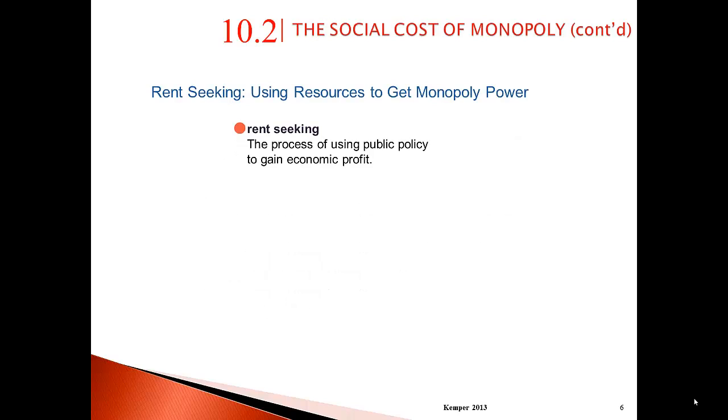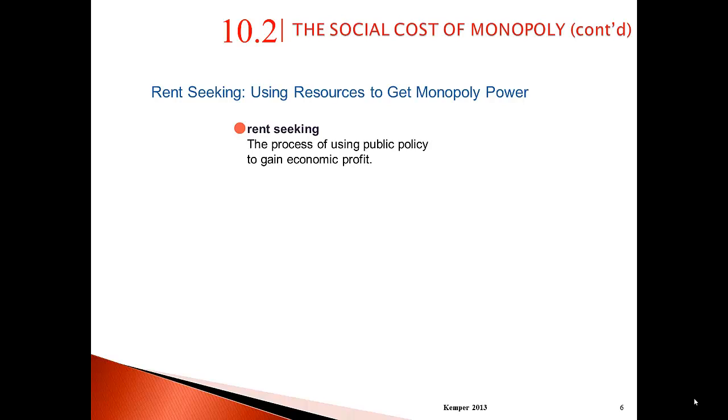Rent-seeking: using resources to gain monopoly power. The process of using public policy to gain economic profit. This happens more so back east, where populations are increasing so vastly that people are able to use rent-seeking in a way that it's more likely that you are limited on what you can buy.